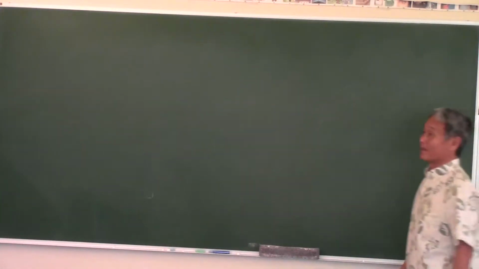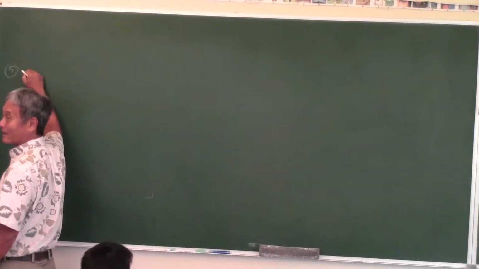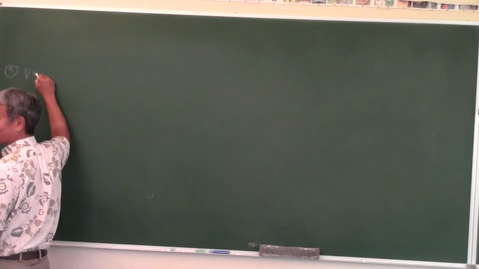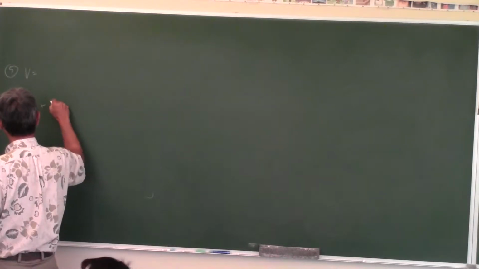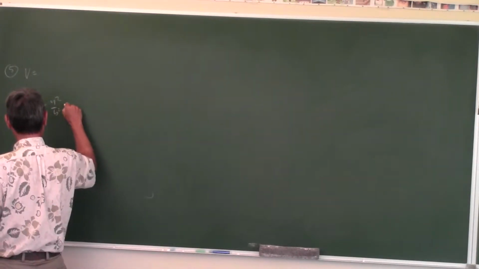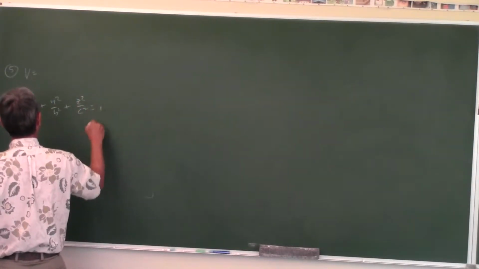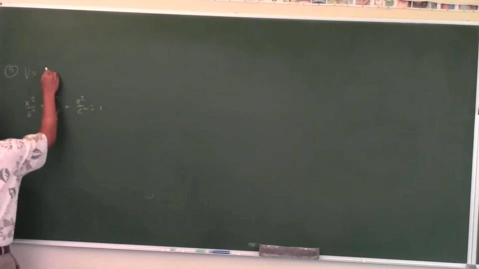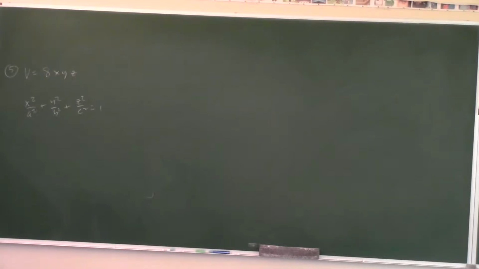All right, find the maximum volume for a rectangular solid inscribed in the ellipsoid x squared over a squared plus y squared over b squared plus z squared over c squared equals 1. So didn't we already determine the volume is 8xyz? Yes. Okay, so what do we need to do? Solve for z.